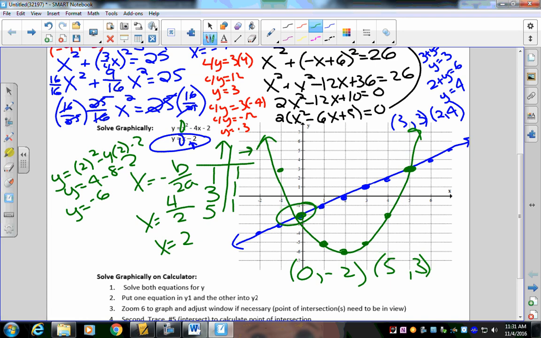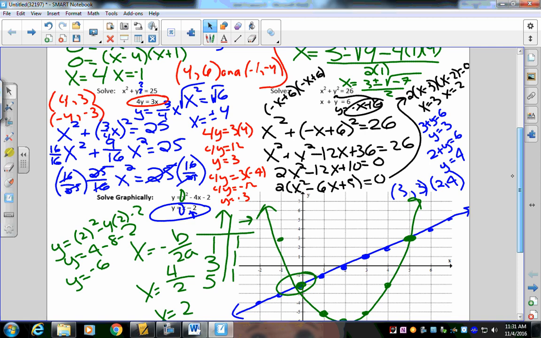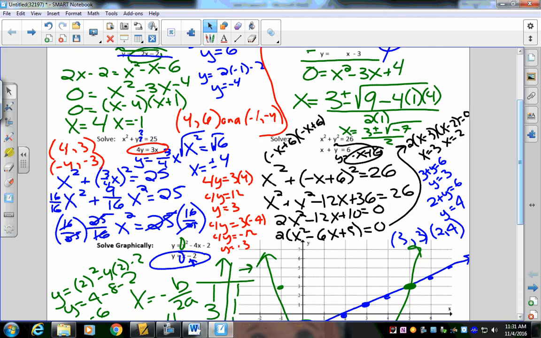Okay? All right, so once again, if you missed class and this is your first time watching it, please come see me to make sure you know how to do it on the calculator. But whether we solve algebraically or graphically, we are looking for points of intersection, and it is possible for the graphs to never intersect. In that case, we have no solution. That is all.